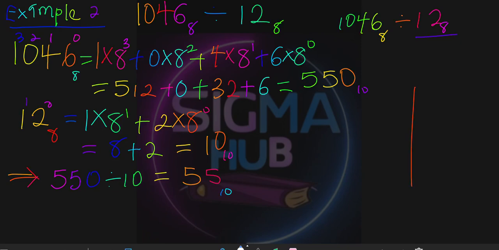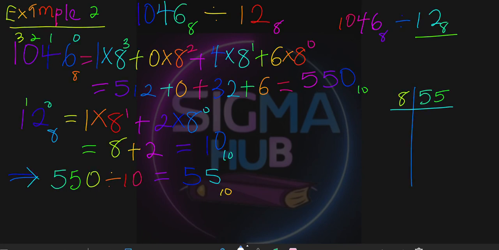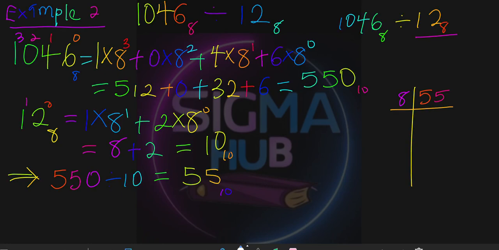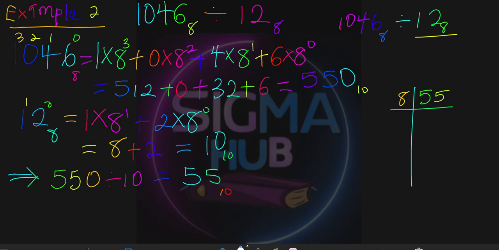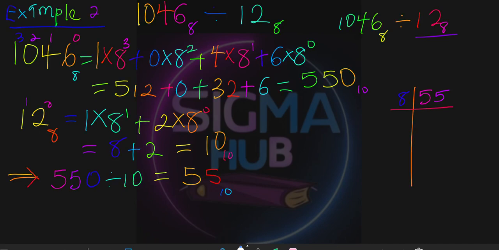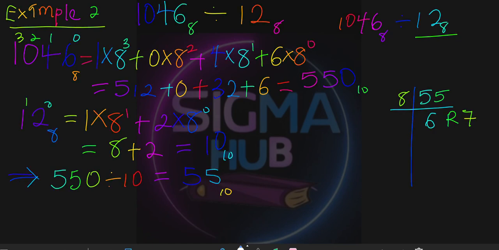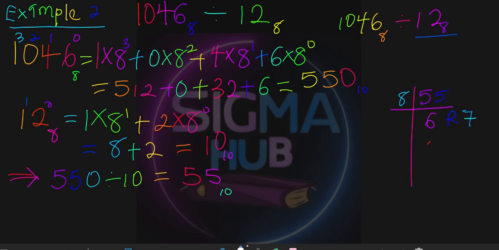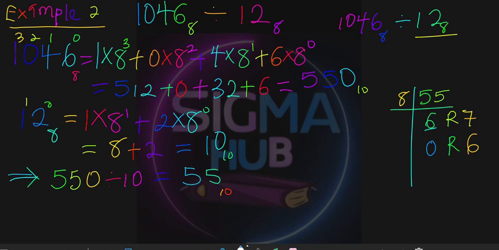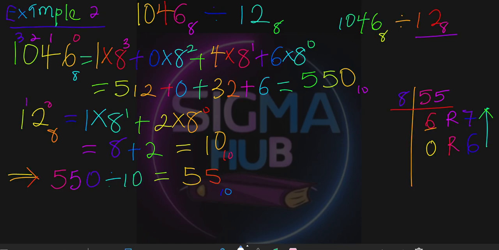So we simply have 55, then we divide all through by 8. So 55 divided by 8 is definitely going to give us 6, but the remainder is going to be 7. So when we divide 6 by 8, it's not possible. So we have 0, then we bring out the 6, remainder 6. So we start counting from the bottom upward. So we have 6 and 7.